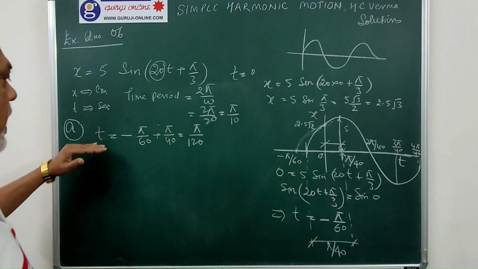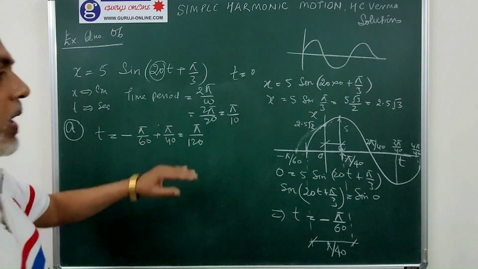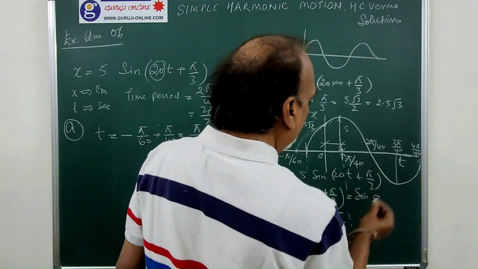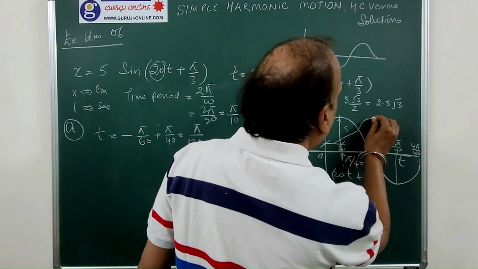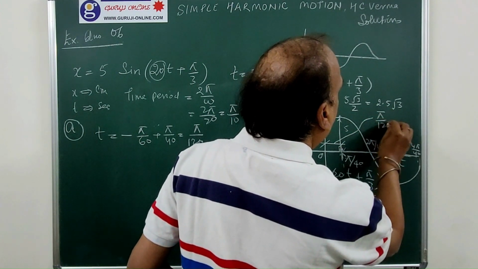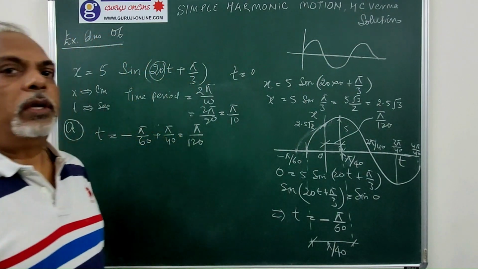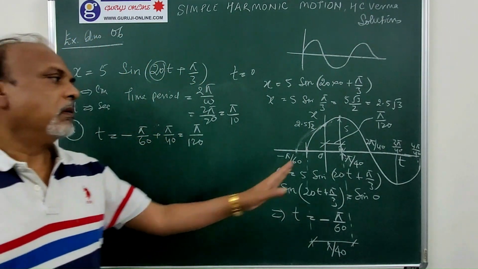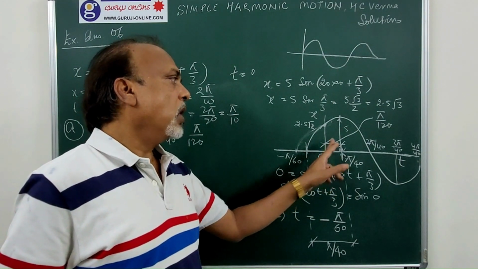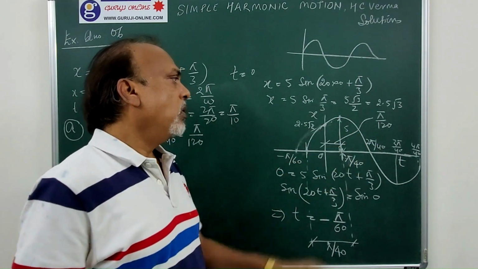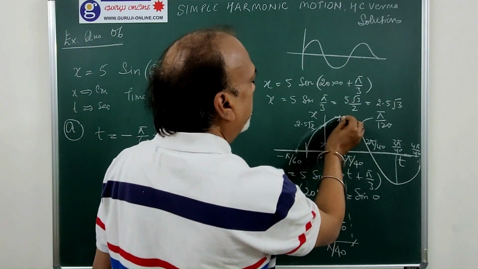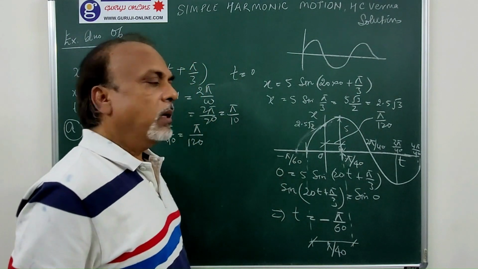Correct? So at time t, that is pi by 120. This time is basically pi by 120. After this, because we are taking t as 0 here, after pi by 20, it will come to rest, because this will be at the extreme position.